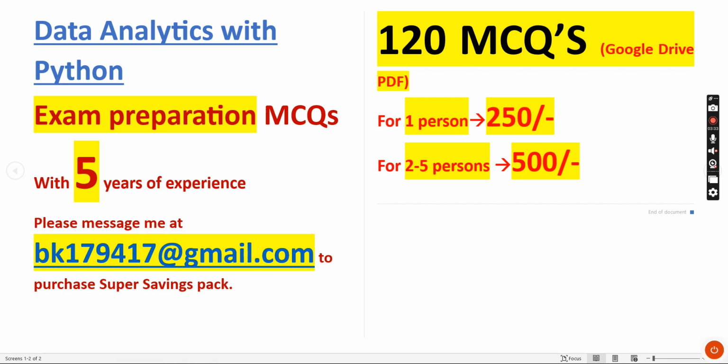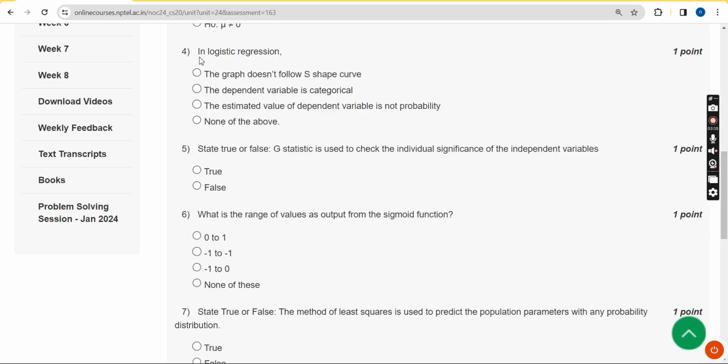Now let's get back to the solutions. Fourth question. In logistic regression, what will happen?